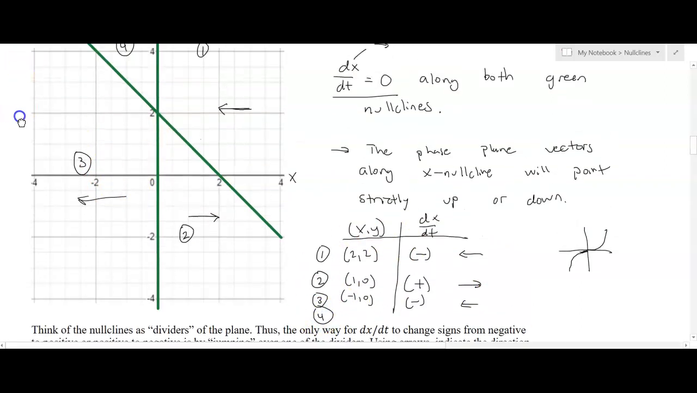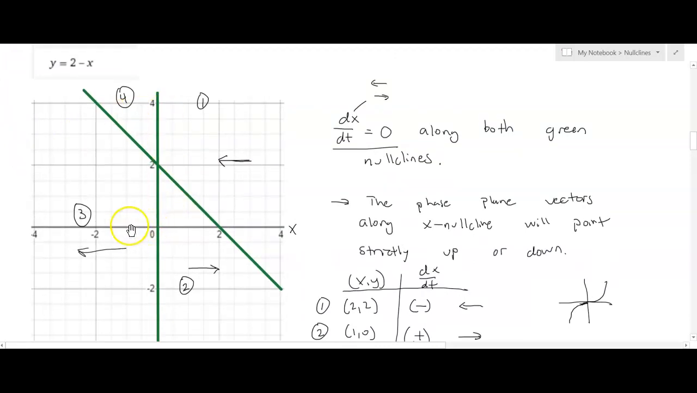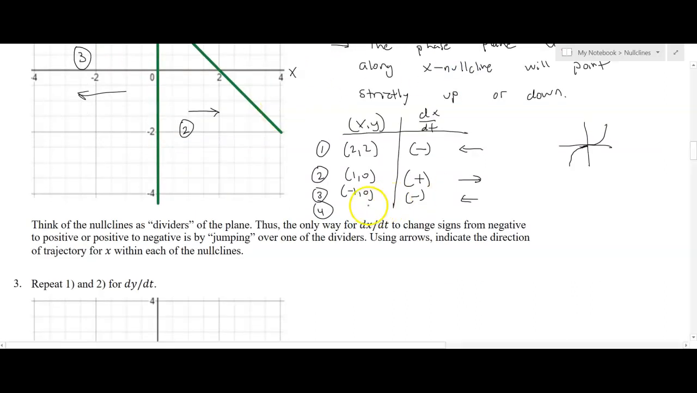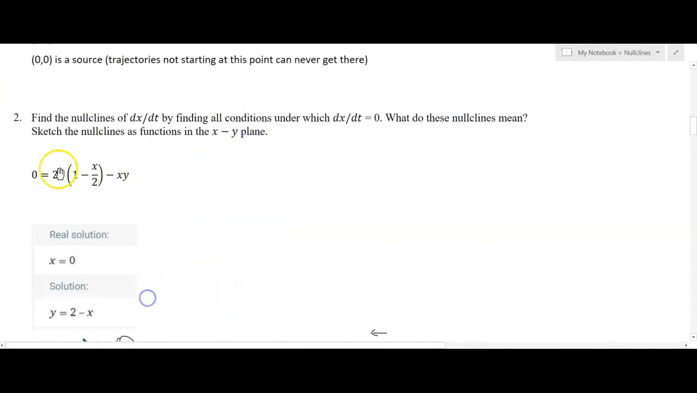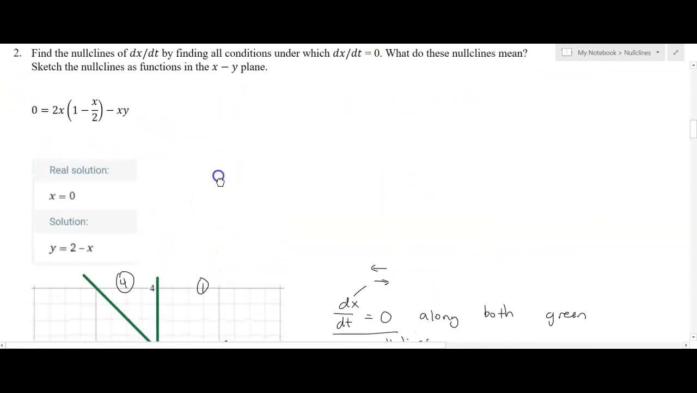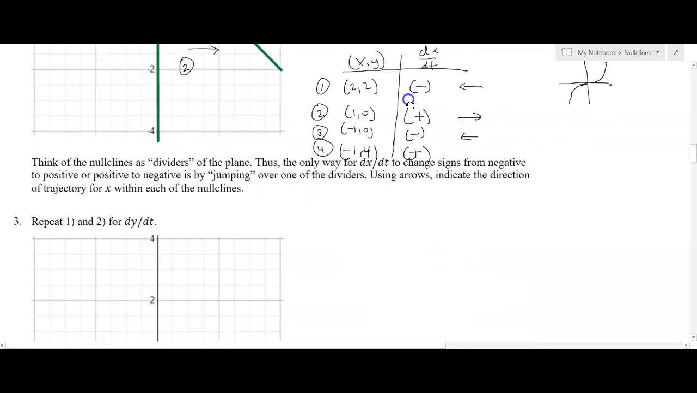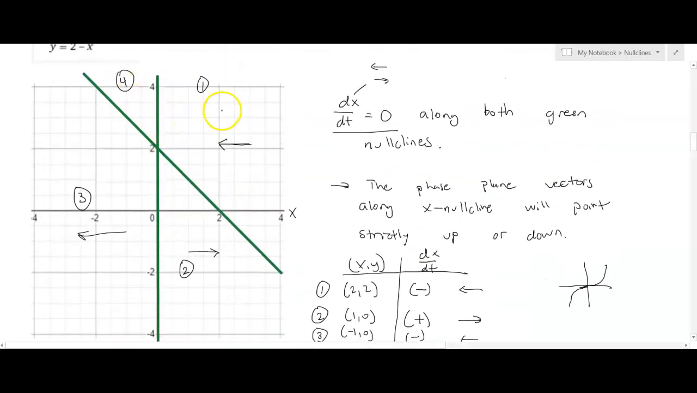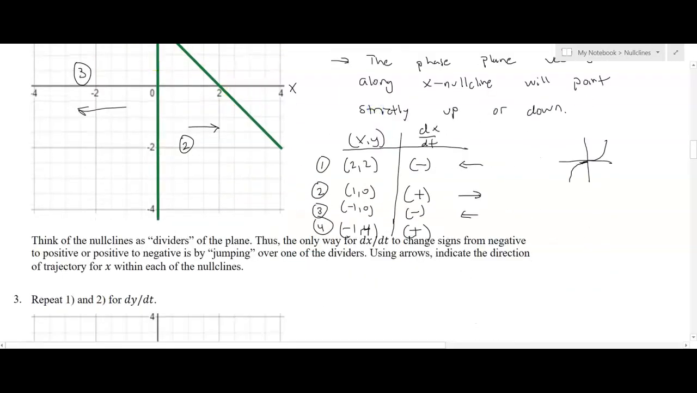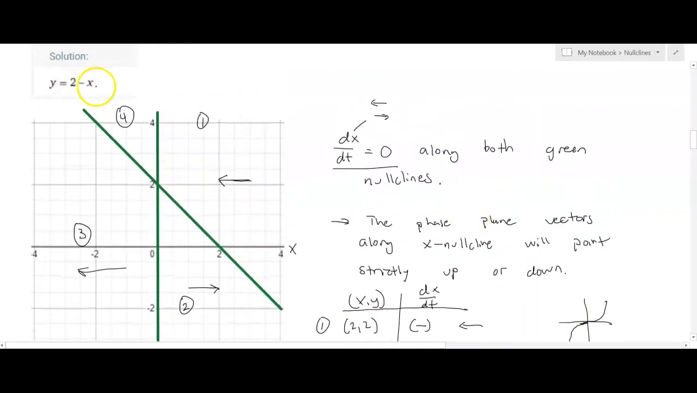In region 4, we'll do the same thing. We have to pick something that's in there. How about negative 1, 4? I'm pretty confident that point is in there. If we plug that into the dx/dt equation, plugging in for x here and for y over there, we get a positive number. So within region 4, all of our vectors will point to the right. Right up here, these vectors will all point to the right.